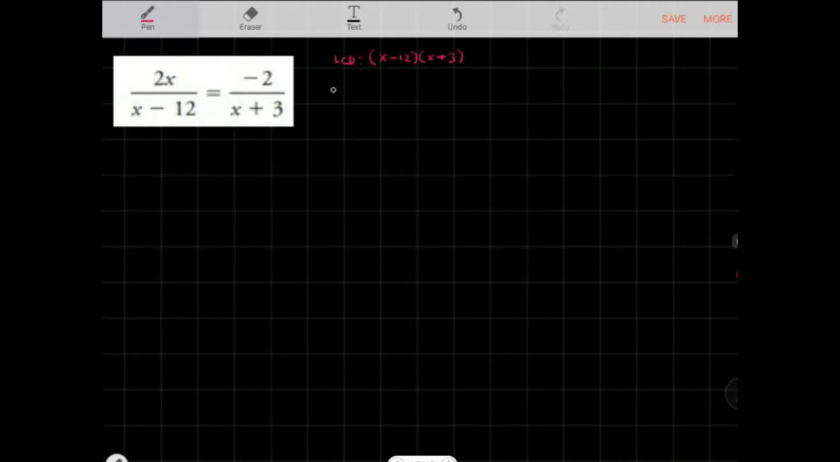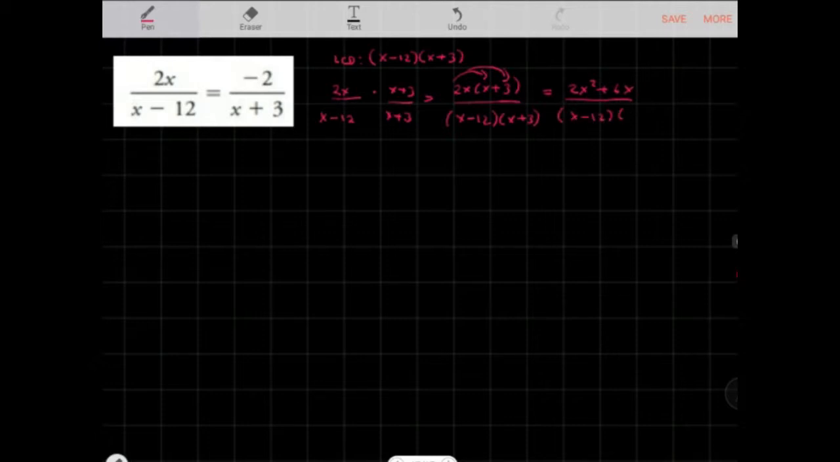What I'm going to do here is take this first expression on the left and multiply it by x plus 3, right? I'm basically creating an equivalent fraction. So you get 2x times x plus 3 over x minus 12 times x plus 3. If I expand the numerator out, you don't need to worry about expanding the denominator. You get 2x squared plus 6x over x minus 12 times x plus 3.